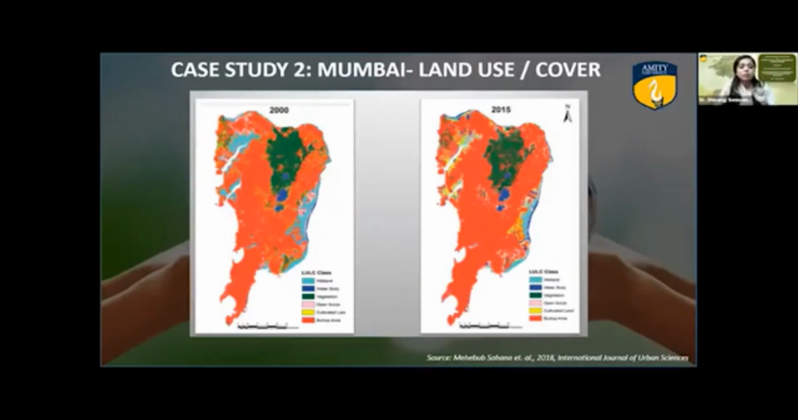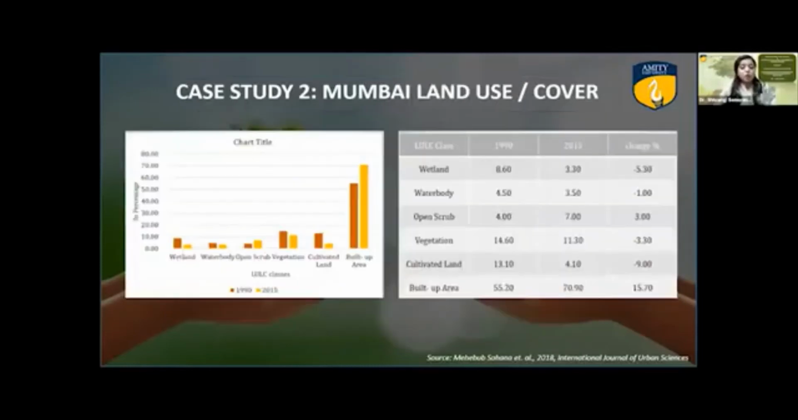So here comes one more advantage of GIS. Not only the visual maps, but you can calculate the exact area of each class of land use, land cover, along with the percentage increase or decrease over the period of time, as you can see here. So here the statistics of the land use land cover map is displayed in two forms.